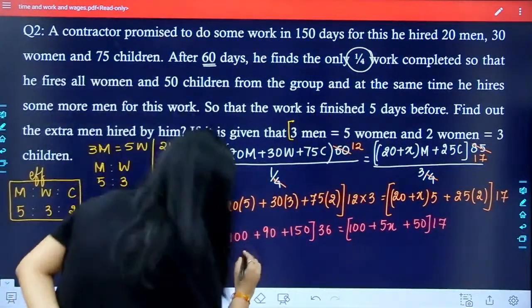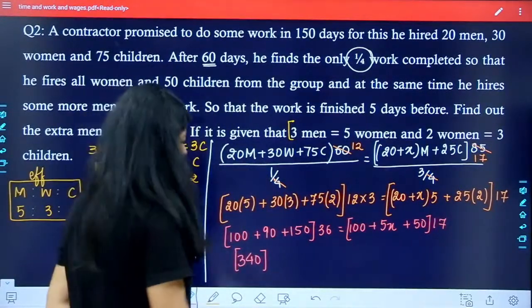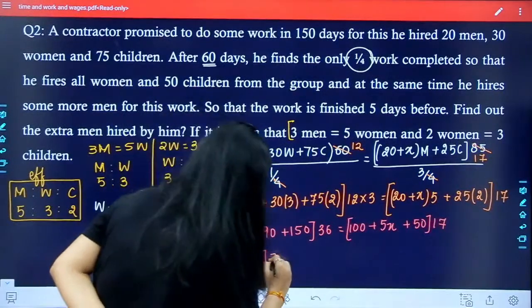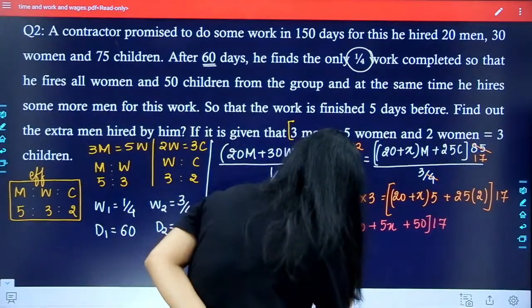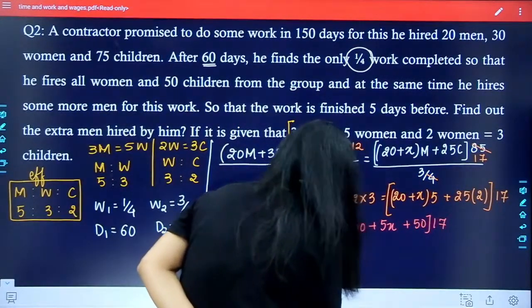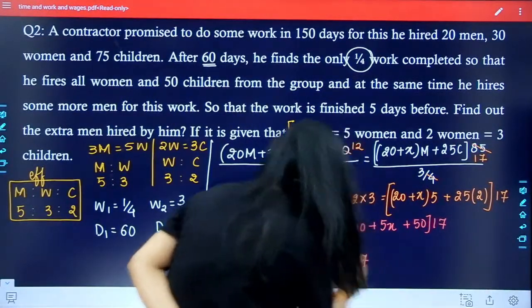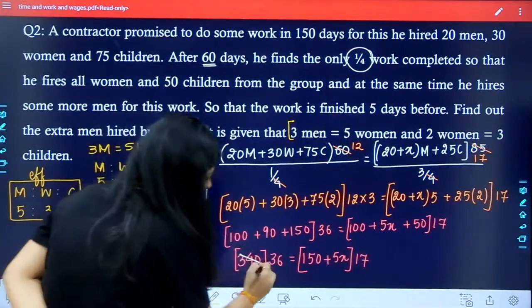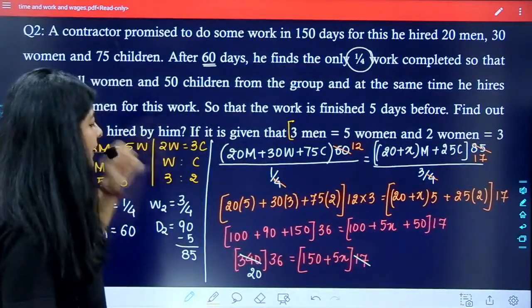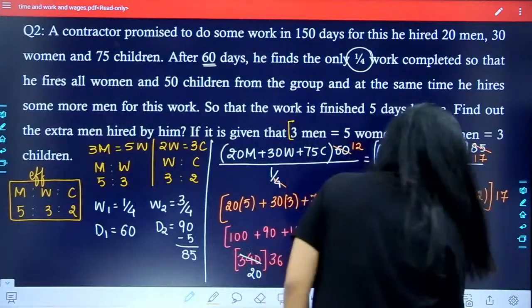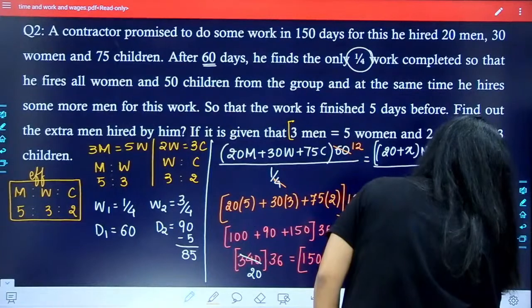Here I can write this as 340, and I know 17 into 2 is 34, so I can directly eliminate these terms. And here I am getting 150 plus 5x, and this term is multiplied by 17. So I can directly eliminate these terms. Now I am getting 20 over here, and 20 into 36, that is 720. 720 minus 150, that is equal to 5x.